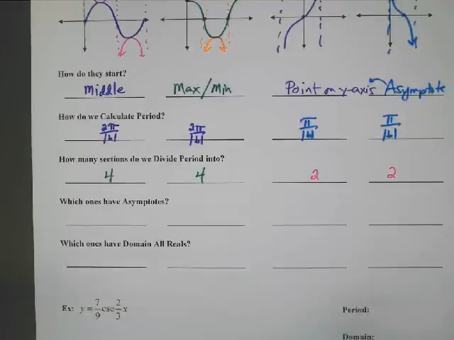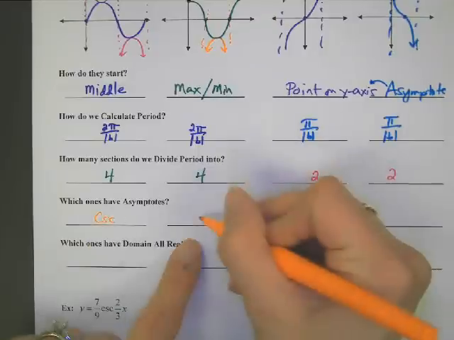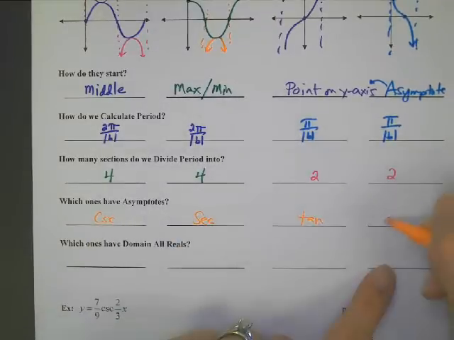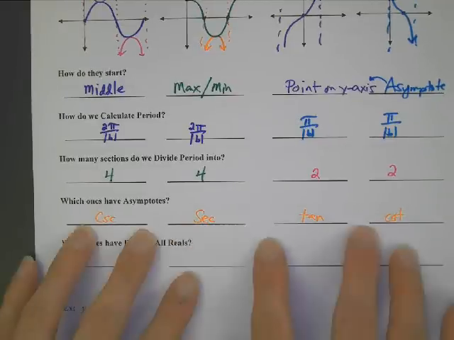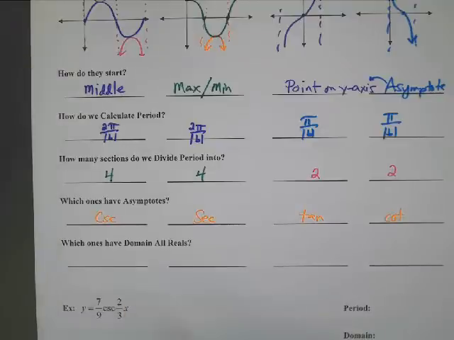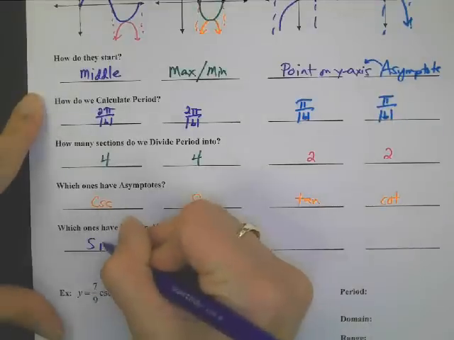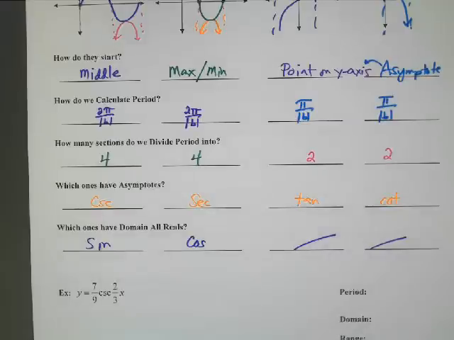Okay, which ones have asymptotes? Does sine have asymptotes? No, but cosecant does. Secant does. Tangent does. And cotangent does. The only ones that don't are sine and cosine. But all of these have breaks. Which ones have domain all reals? Well, I think it's going to be sine and cosine, because they are smooth and continuous forever.